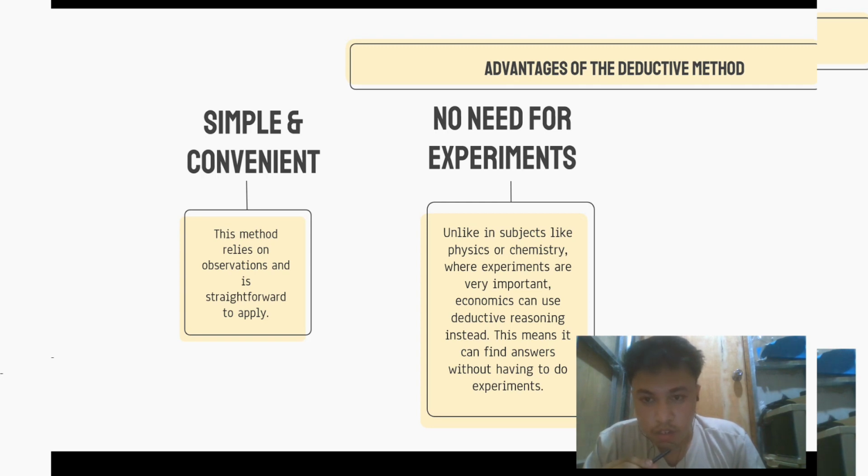Let's talk about the advantages of the deductive method. Simple and convenient. This method relies on observation and is straightforward to apply. No need for experiments, unlike in subjects like physics or chemistry, where experiments are very important. Economics can use deductive reasoning instead. This means it can find answers without having to do experiments.